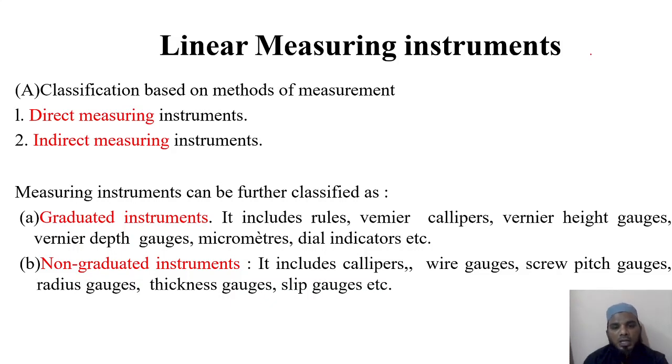Because in all these there are particular dimensions marked. Even in dial gauges, dial indicators, there will be 0, 1, 2, so indicators will be there. In non-graduated instruments like calipers, I will show you the calipers. One is the wire gauge, screw pitch gauge, radius gauge. These do not have any kind of scales.